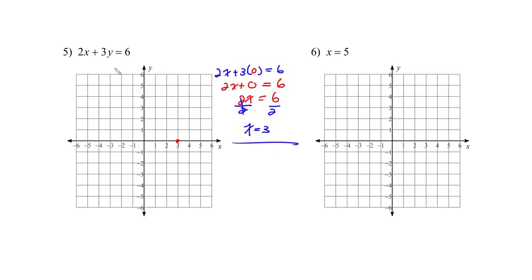Now let's go ahead and find the y-intercept. So we're going to substitute 0 for x. Anything times 0 equals 0, and 0 plus anything equals itself. So we get 3y equals 6. Then we divide both sides by 3, and we get y equals 2. So we go to our y-axis, and we put a point on 2. Then we just draw our line.